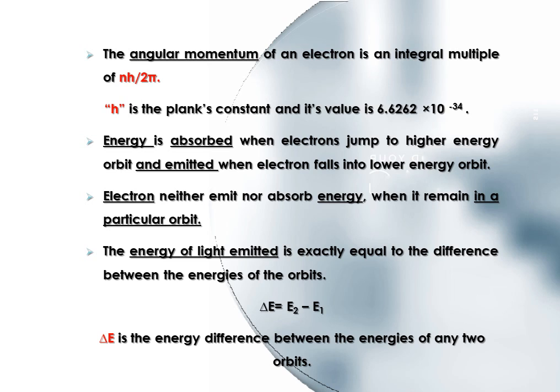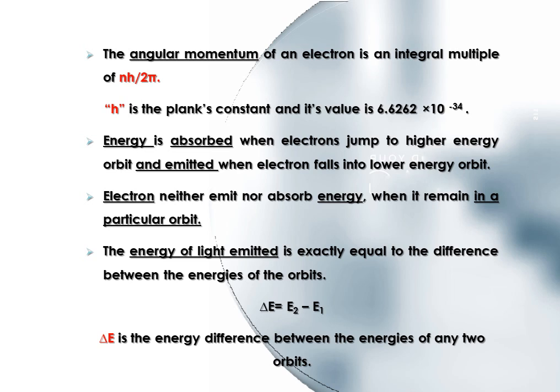The fourth postulate is that energy is absorbed when electrons jump to a higher energy orbit and emitted when electrons fall into a lower energy orbit. This means that when electrons jump from a lower energy orbit to a higher energy orbit, meaning from the first shell to the second shell or second shell to third shell, then they will absorb energy in the form of a photon.